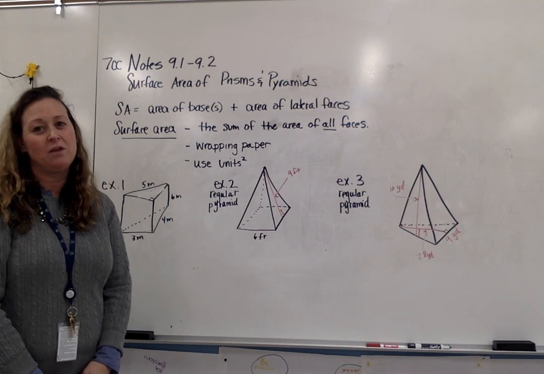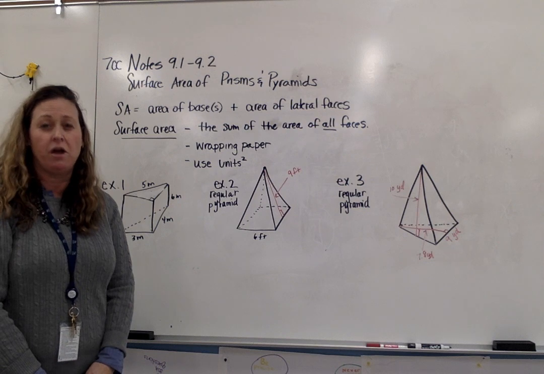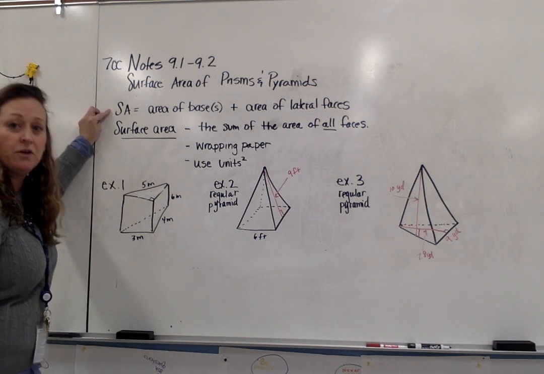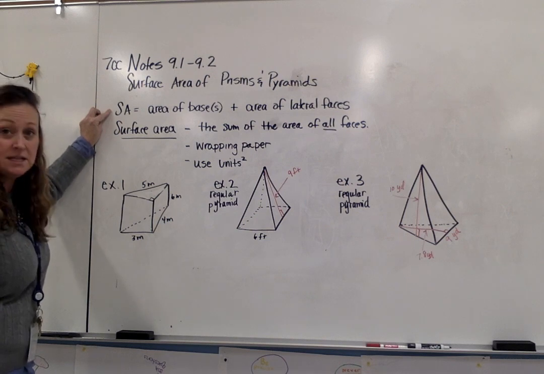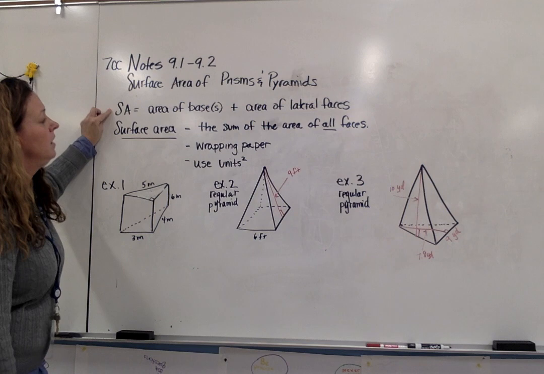Hey everybody, we're going to take notes from the 7th grade Common Core lesson 9.1 and 9.2, finding surface area of prisms and pyramids. You need to be aware that the surface area formula is the area of the bases, or base, plus the area of the lateral faces.